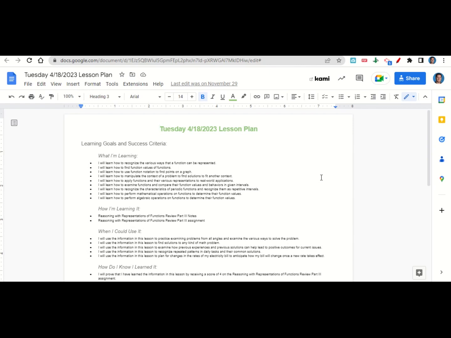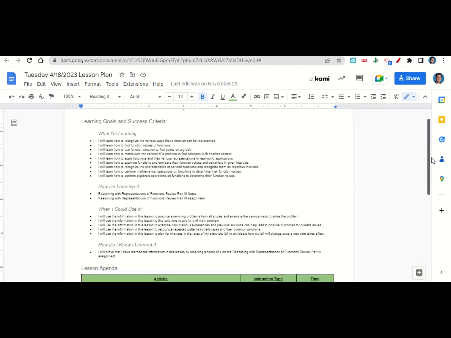How do you know you learned it? By getting a score of 4 on the Reasoning with Representations of Functions Review Part 3 assignment.